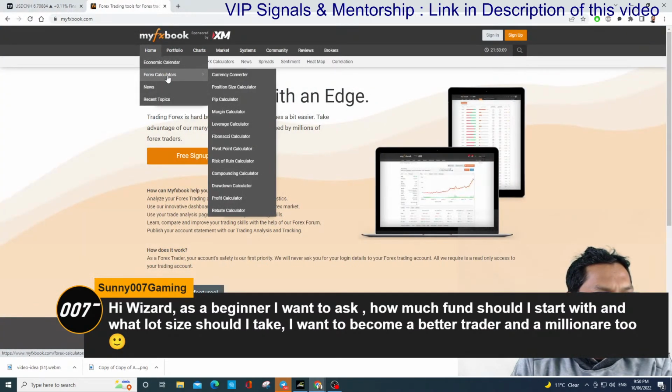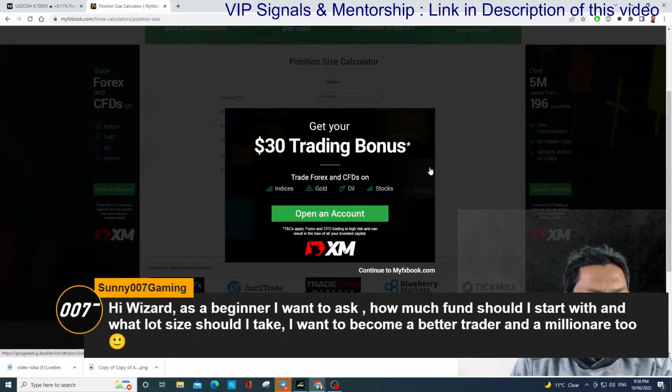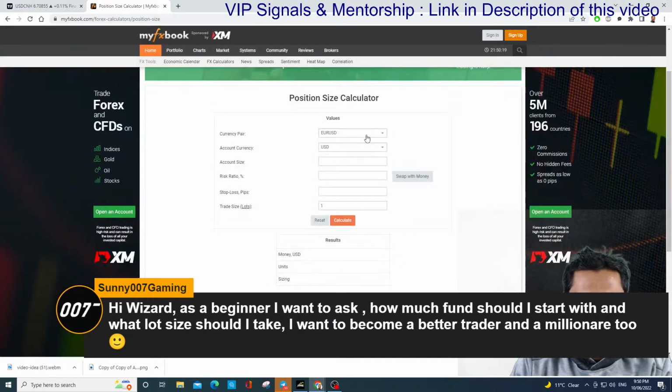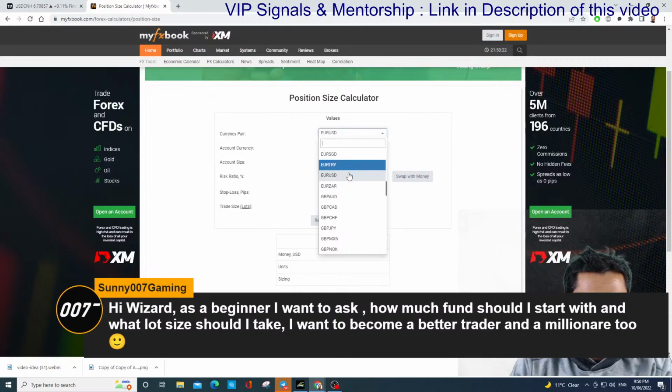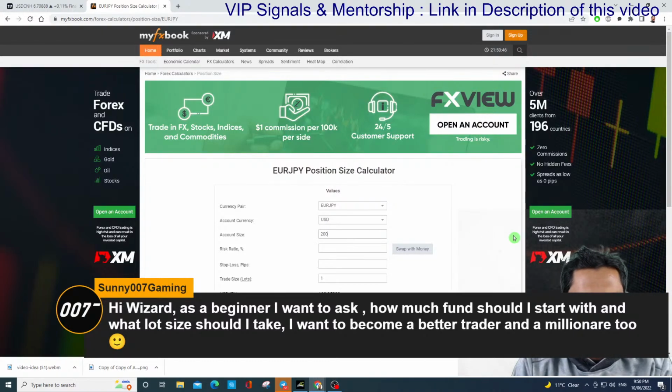Go to that website, go to home, go to Forex calculator, and then click position size calculator. In this position size calculator, let's say you want to trade euro dollar; all the currencies are here. Let's say you want to trade EURJPY. Then your account currency and account size: let's say you have a $2,000 account. Risk: how much you want to risk, 1%, 2%, 0.5%. Then the stop loss in pips.